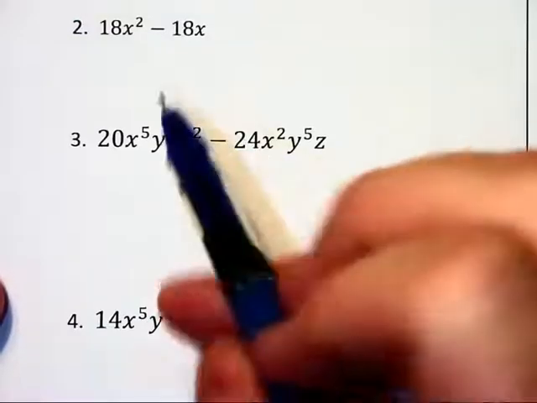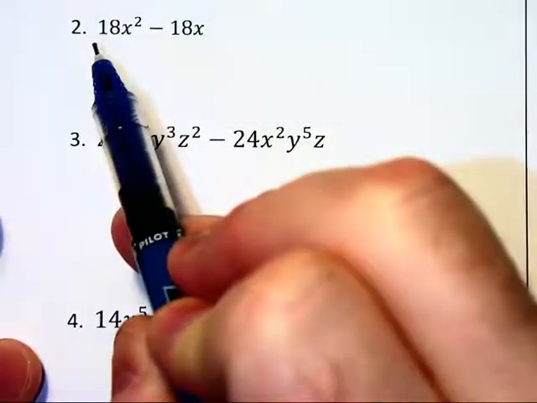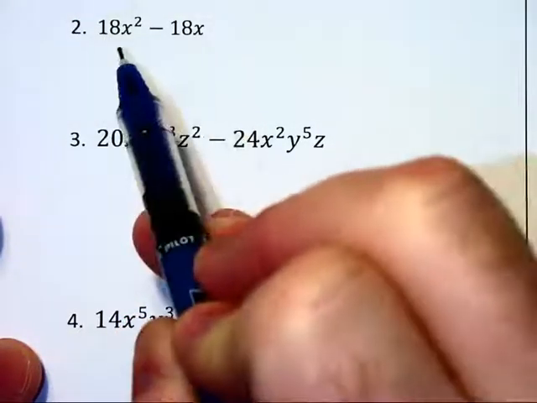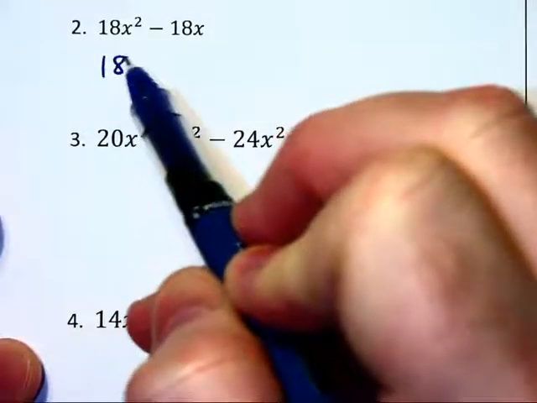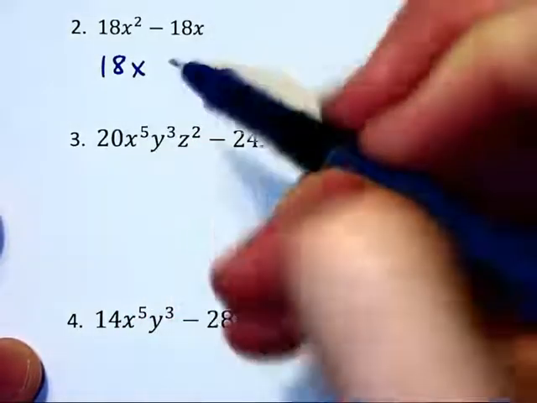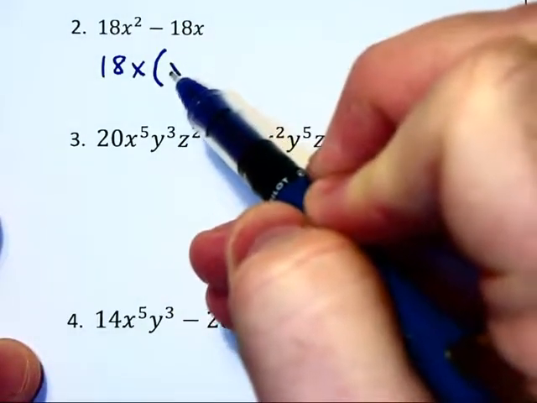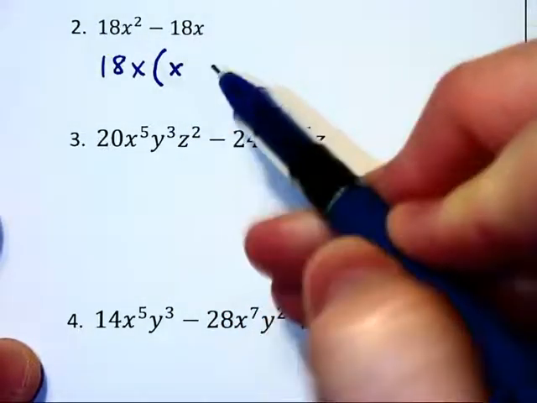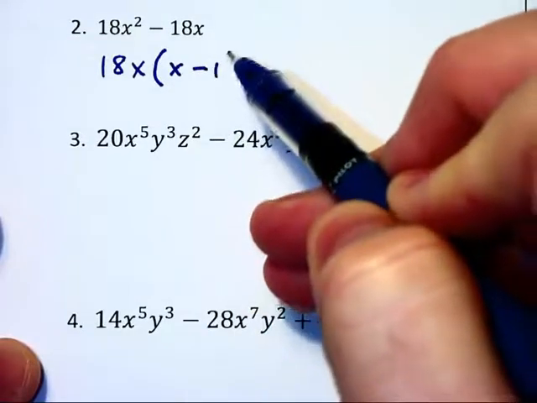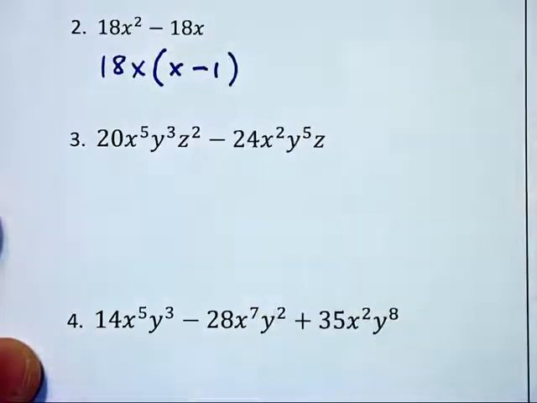In this next problem, we see that an 18 is common to both terms, but that an x can be divided into each term also. And so the greatest common factor is 18x. Dividing it out of the 18x squared, we have x, and dividing it out of the minus 18x, we have minus 1. Make sure to put that minus 1 in there as a placeholder.